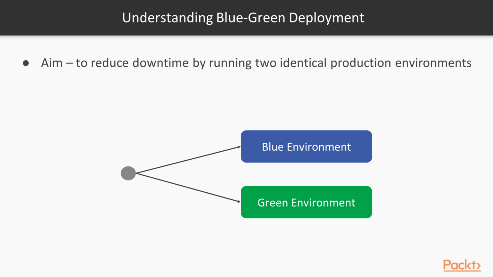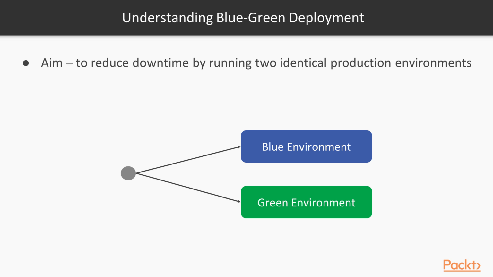The blue-green deployment model is aimed at reducing the overall downtime by having two identical production-like environments within your cloud. So let's take an example. You have a blue environment and you have a green environment over here. These environments are very identical. Now, at an instant of time, all the production traffic goes to a single environment.